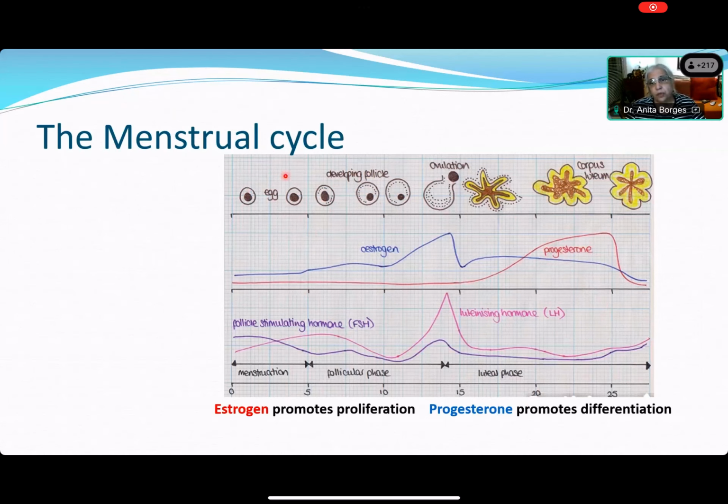Now, the top line is the ovary. The middle line over here is what's going on at the different phases of the endometrial cycle, and we have to match what is going on. What's going on in the bottom is what's going on in the pituitary. All right. So once you know this and you understand it, it becomes very easy to understand what's going on in the endometrium.